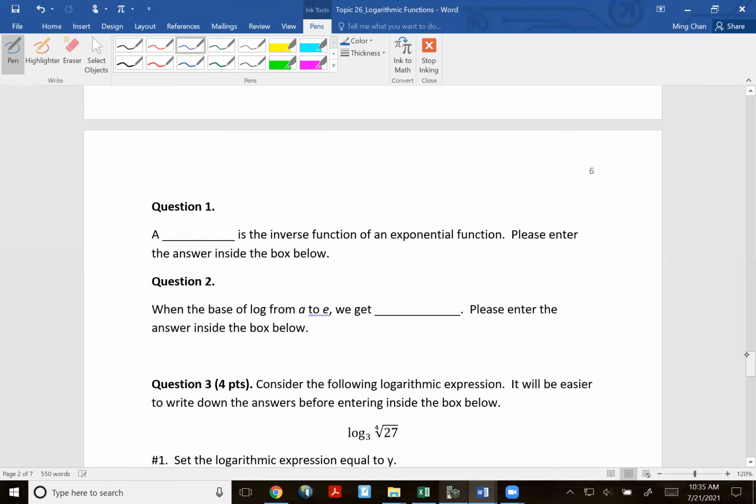All right, let's look at some homework questions. What is the inverse function of an exponential? A logarithmic function is an inverse function of an exponential. When we change the base of log from a regular base a to an e, we actually get the natural log.